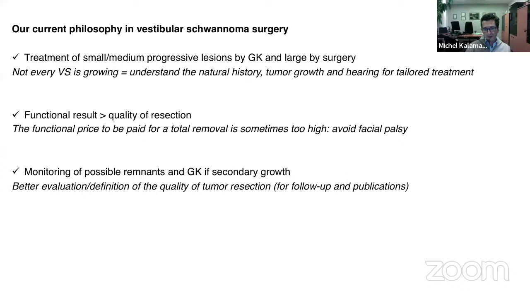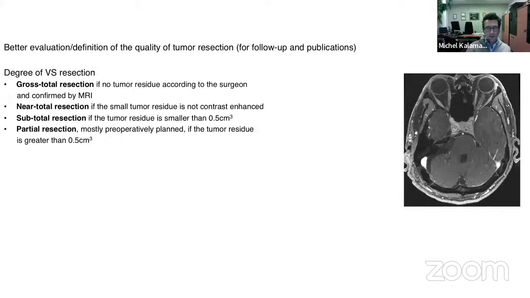case of growth. But I think that one point is very important: to evaluate and define what is the quality of tumor resection. It's not clear in the literature. So in my talk, I will define gross total resection as no tumor according to the surgeon and confirmed by MRI. Near total resection is when you leave a small piece of tumor and you see nothing on MRI. For us, it's not a gross total resection.